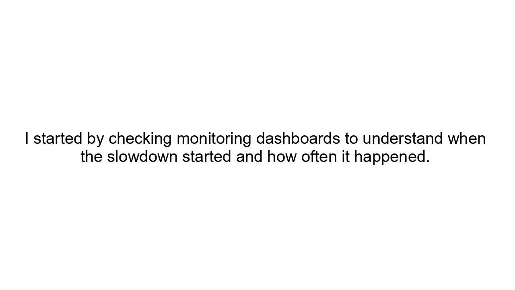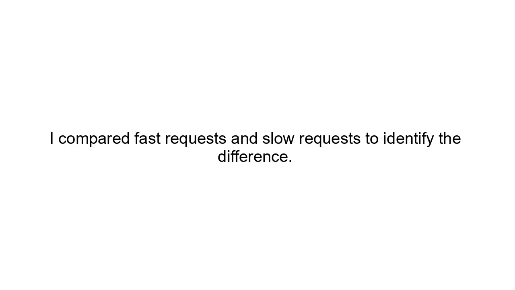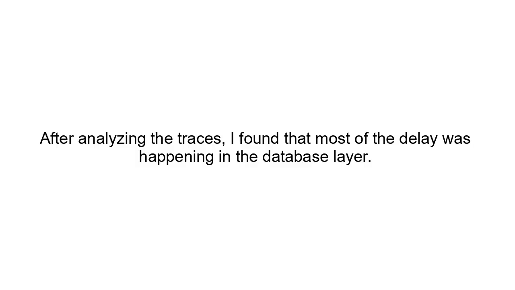Action. I started by checking monitoring dashboards to understand when the slowdown started and how often it happened. Then I reviewed application logs, API response time metrics, and database query timings. I compared fast requests and slow requests to identify the difference. After analyzing the traces, I found that most of the delay was happening in the database layer.